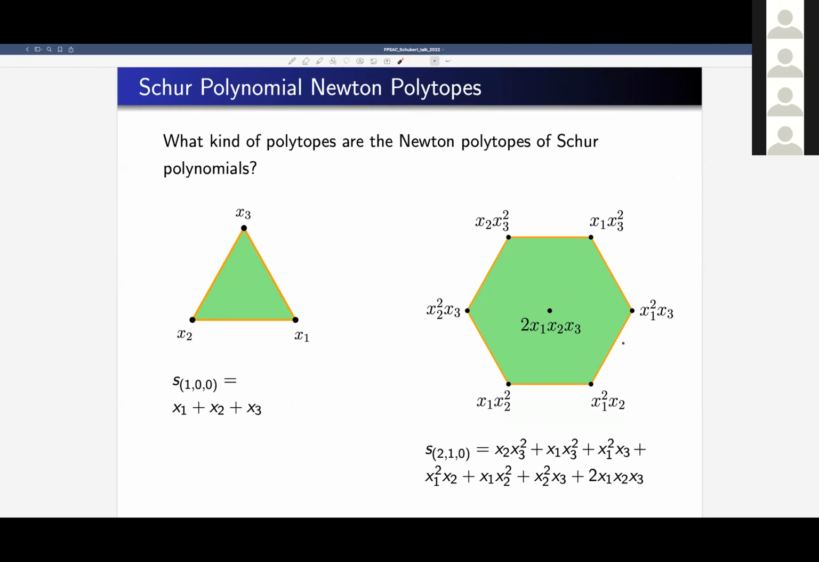And so, a question about Schur polynomials, which have been around for a while, right, is their Newton polytope. So I'm presenting 2 of them here. This is the picture from the first slide. So this is actually the Schur polynomial of the partition 2, 1, 0.